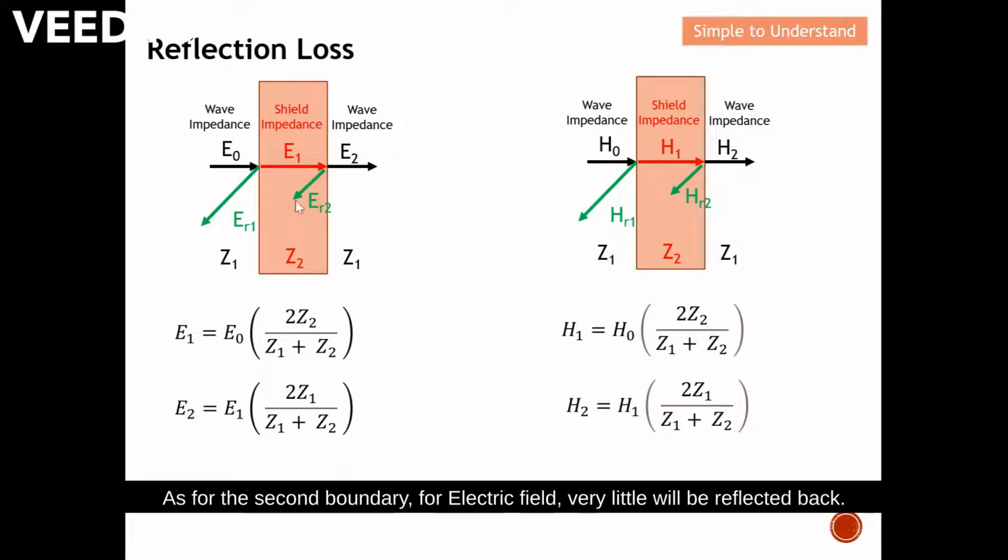As for the second boundary for the electric field, very little will be reflected back. Most of it will be able to penetrate through the second boundary. So this is for the electric field. For the magnetic field, most of the field will be reflected back. A very small amount will be able to penetrate through the second boundary. This is for the magnetic field. I'm going to use equations to convince you of what I have said earlier on.